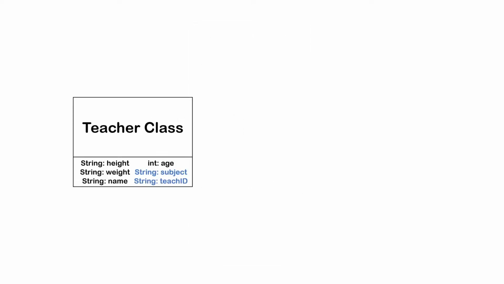Here we have a teacher class. The teacher class has 4 state variables that it is going to share with another class: height, weight, name, and age. It also has 2 other variables that it is not going to share because they are unique to the teacher class, and they are the subject and the teacher ID.